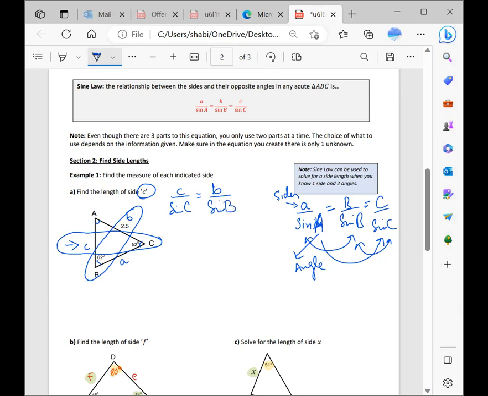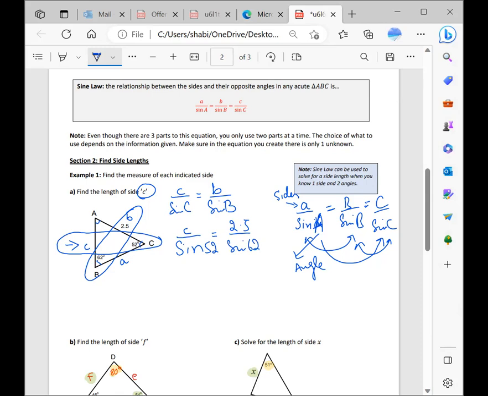Now I'm going to put in my values. I don't have my side c, so I'm going to write side c as it is. But I have my angle at C, which is 52, equals my side b, which is 2.5, and my angle at B is 62.